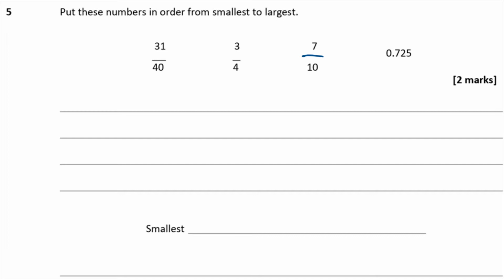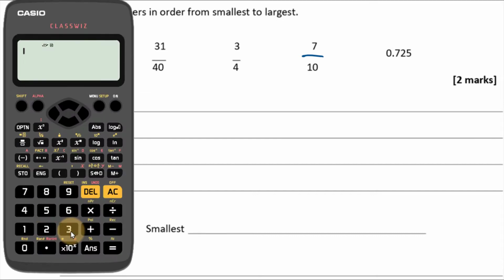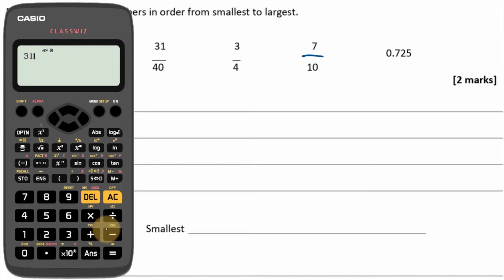Now this is the calculator paper, so I think the easiest thing is to rewrite these each as a decimal and then compare them. Okay? So let's just tap in 31 over 40 into the calculator. If I press the fraction to decimal button, that's going to give me it as a decimal, so I'm going to get 0.775.